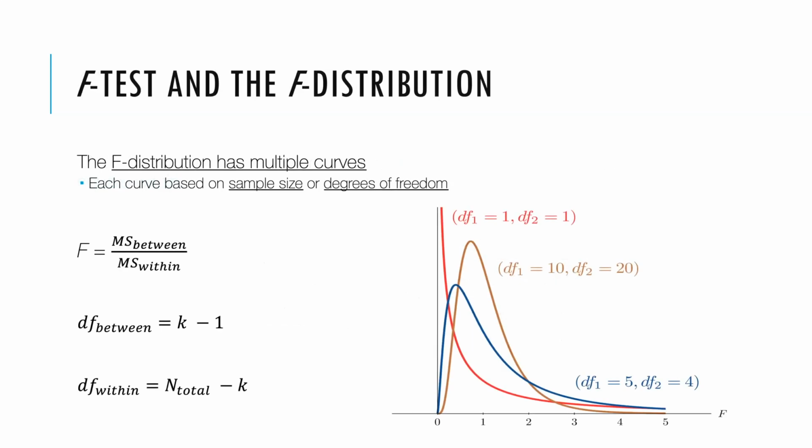Just like the t-test, the F test or ANOVA test has multiple curves. The t-tests have multiple curves for their distribution. The F distribution has multiple curves as well, and each is based on sample size, or rather degrees of freedom. Here we have an example of what these curves look like. This first curve has degrees of freedom between of 1, degrees of freedom within of 1. This second one, this blue one, has degrees of freedom between of 5 and degrees of freedom within of 4. It looks more like a Poisson distribution.